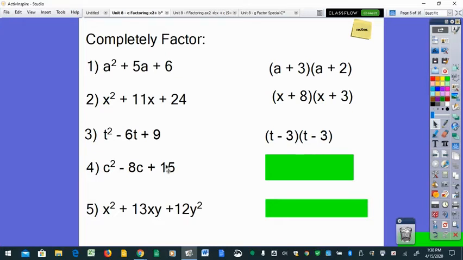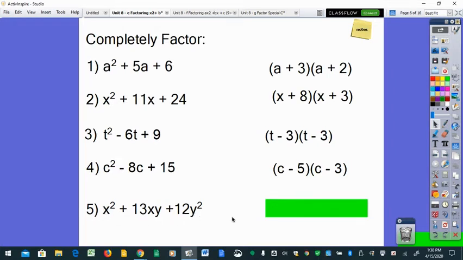So the next one, if we take a look at 15, you're thinking 1 and 15, 3 and 5. And then they are both going to be negative because of this guy, right? And there are the two, -5 and -3, will add to give you the -8.